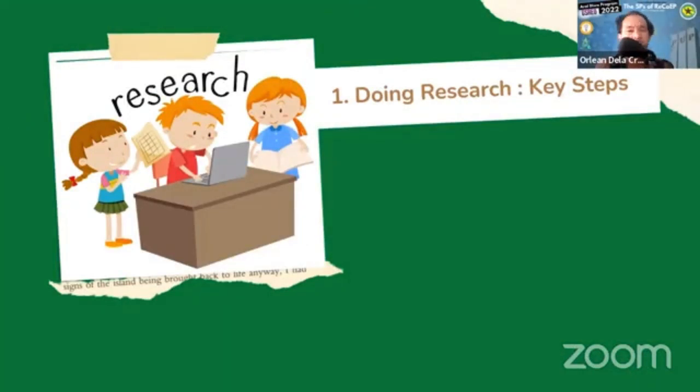So number 1, doing research: key steps. Regardless of the subject matter, all research follows a similar format. A strategy like this promotes understanding among experts from nearby or even distant disciplines. Scientific texts on the whole are difficult to write and read. As a result, you must follow the steps below.